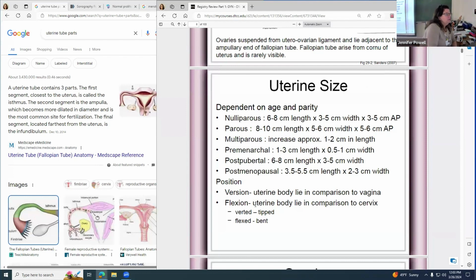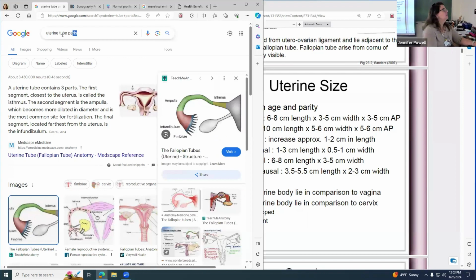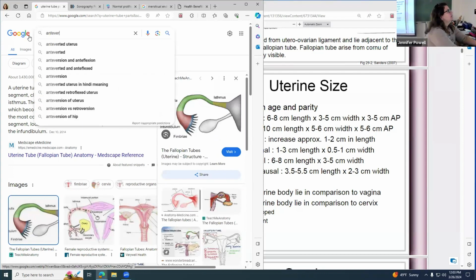The position. The version is the uterine body lie in comparison to the vagina, and the flexion is the uterine body lie compared to the cervix. So verted is tipped, flexed is bent. So let's look at anteverted versus anteflexed.